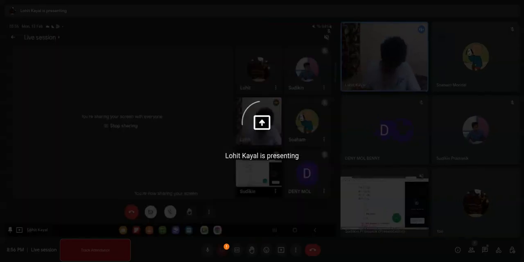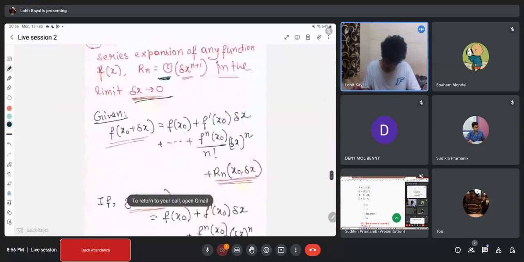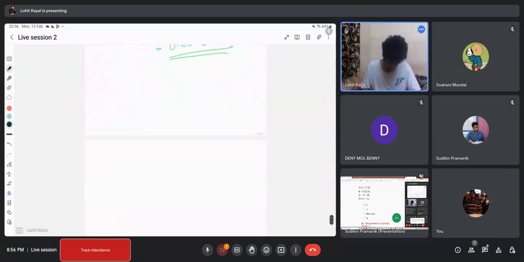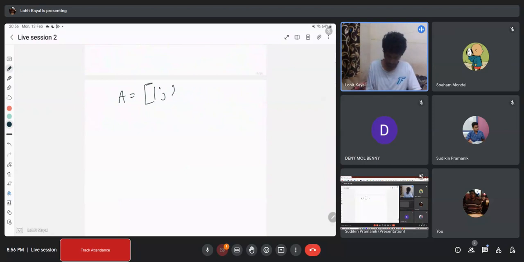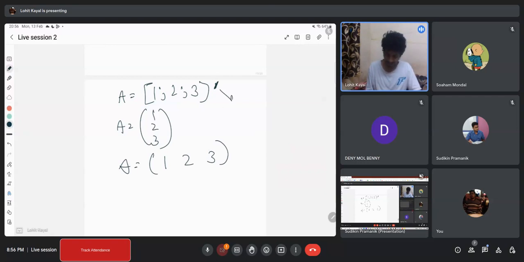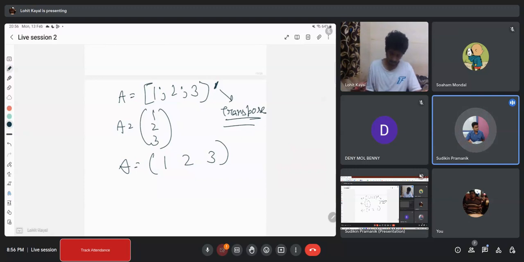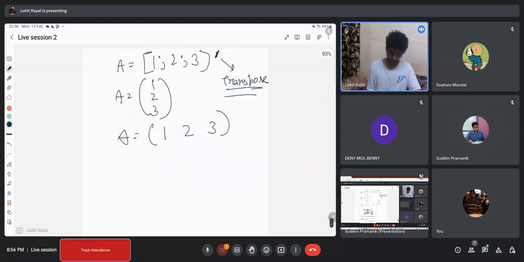Yes, so suppose your A equal to 1 colon 2 colon 3. It will be your 1 2 3 column vector. Now if you put a prime, then your A will be 1 2 3. This is transpose. Okay, sir. I didn't know that. So yeah, this is transpose. Okay. So whenever you get something like this, just type it in Matlab. Then I think it will be easier for you.